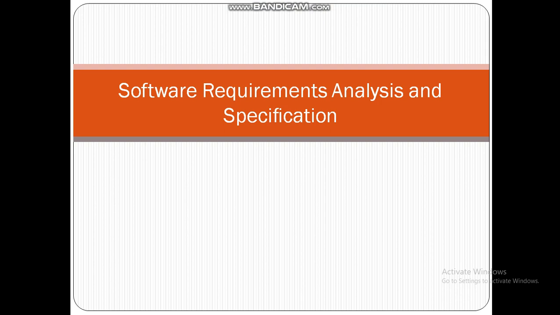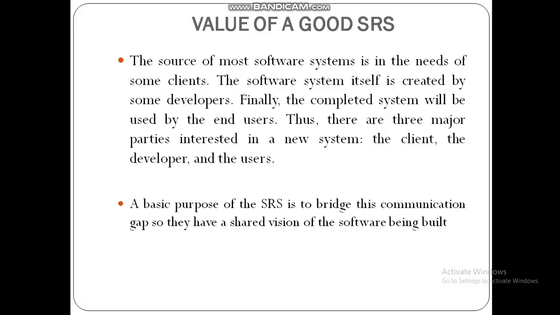So, first of all, what is the main advantage of requirement specification? That means the value of a good SRS. The source of most software systems is in the need of clients. The software system itself is created by some developers. Finally, the completed system will be used by the end users. There are three major parties interested in the new system: client, developers and users.